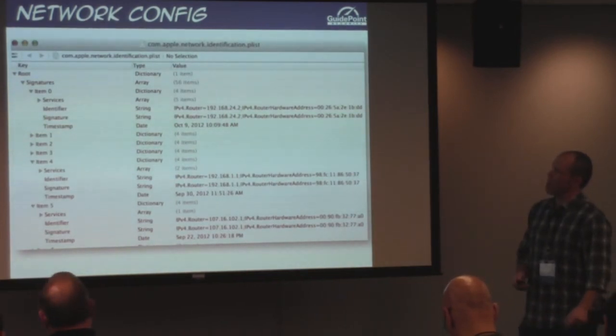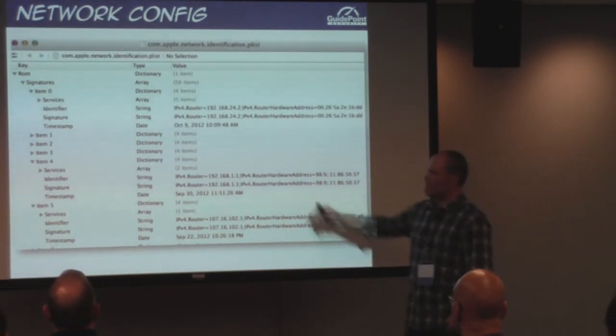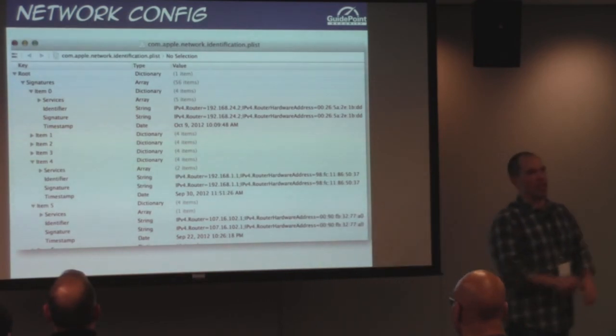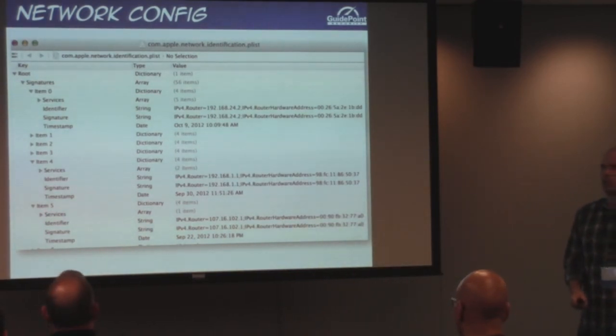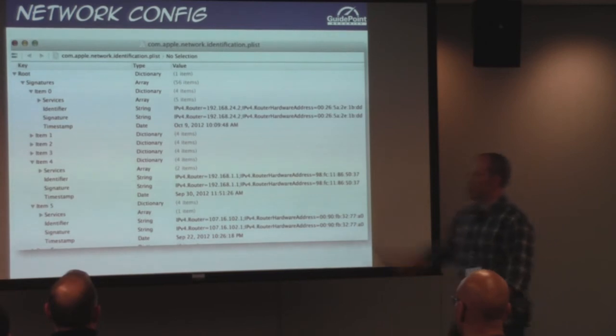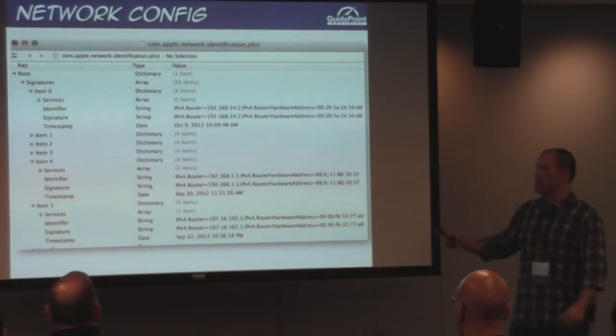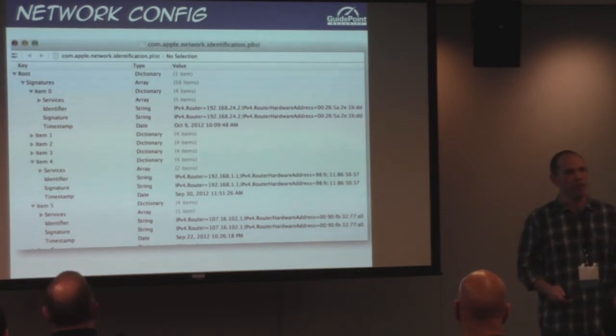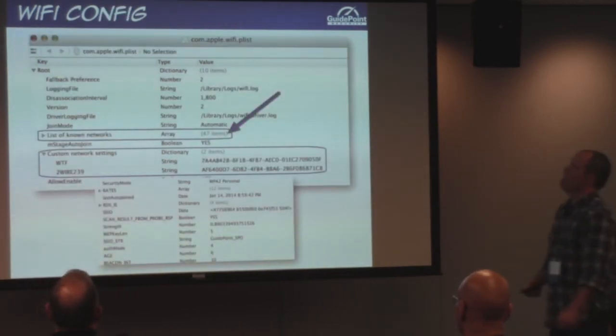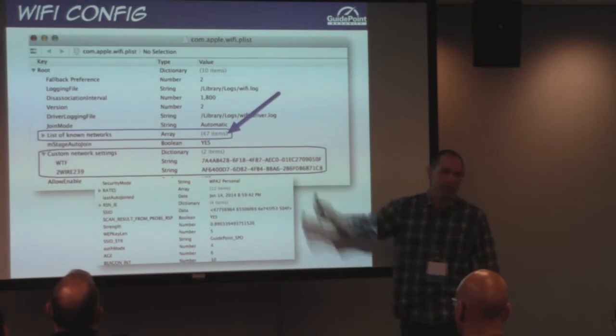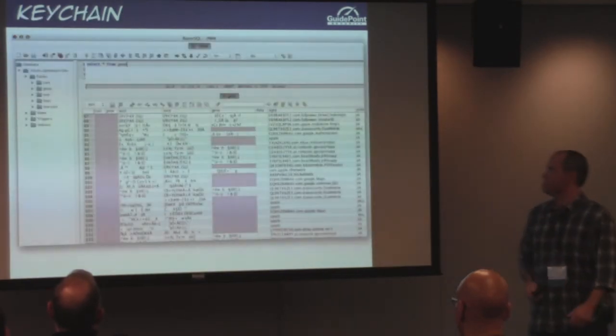This is com.apple.network.identification.plist. This is a configuration file that shows every single network I've ever connected to with this device. And it just continually appends to this file. The only way that you can reset this is to do the forget the network thing in general settings. Wi-Fi. This shows all the Wi-Fi networks that I've ever connected to.